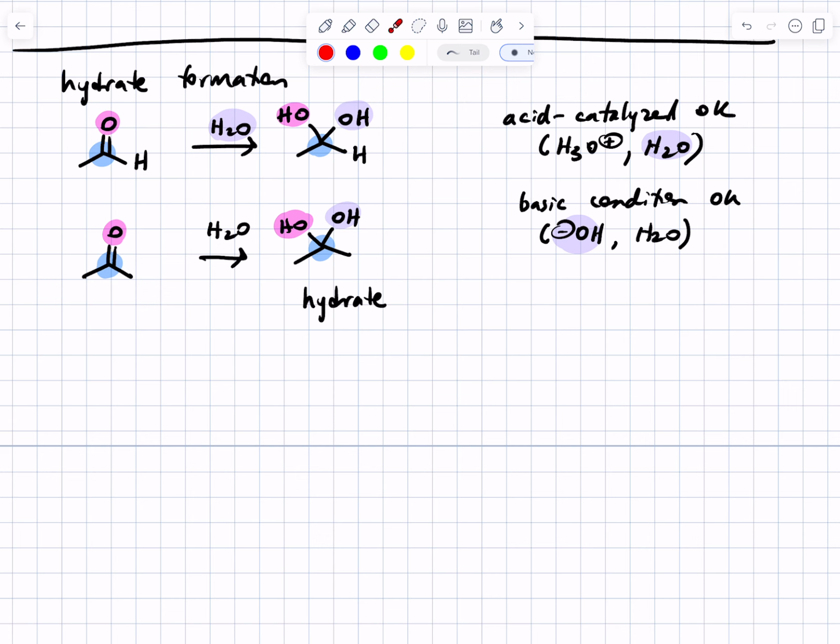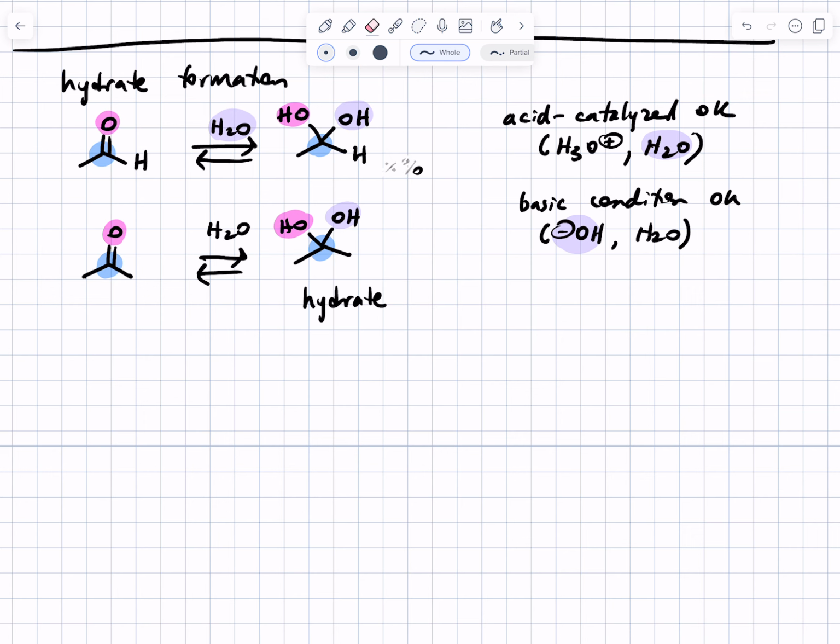One interesting thing about hydrates is they tend to form with aldehydes and ketones to some extent anytime water's around, but the amount of hydrate that forms depends on how electrophilic the carbonyl carbon is. These are equilibrium processes, and there's going to be some percent, X percent hydrate versus Y percent aldehyde form for any given aldehyde or ketone.